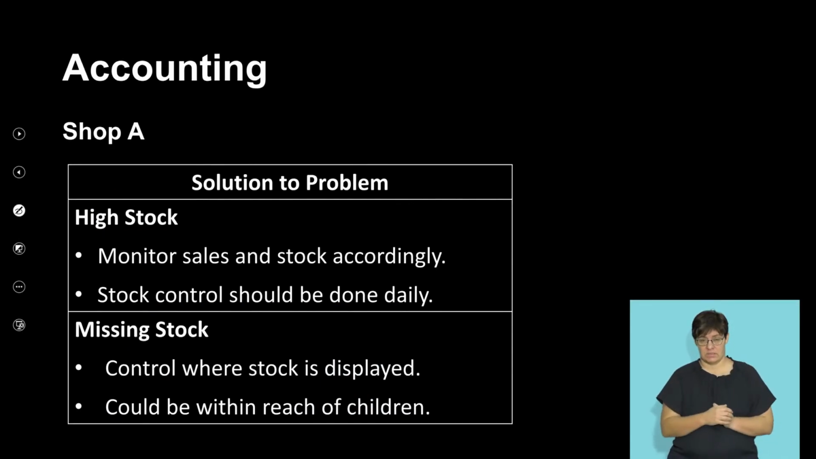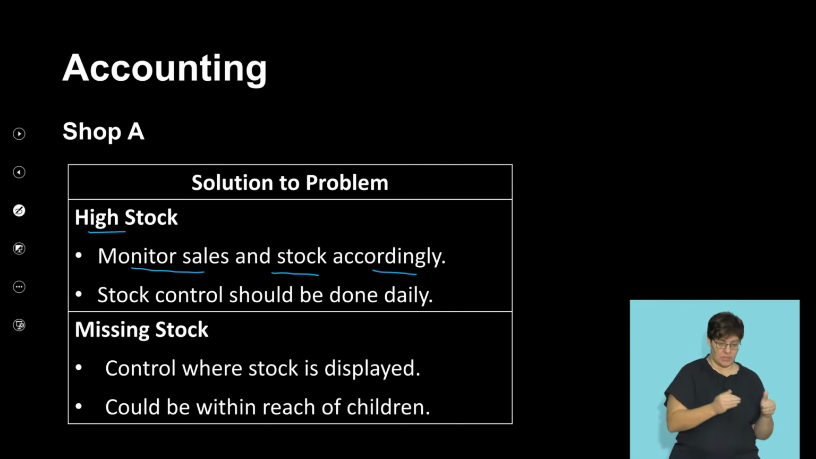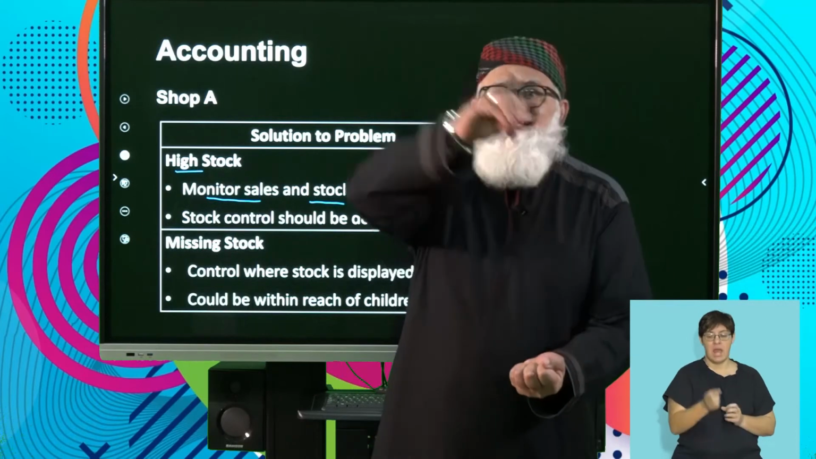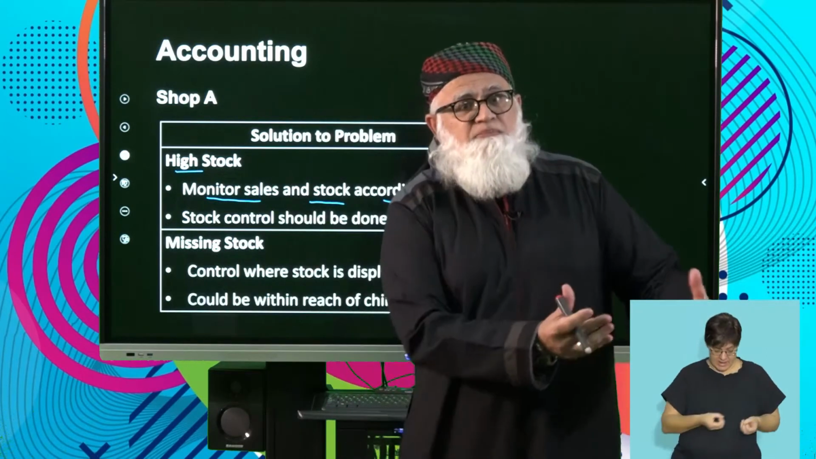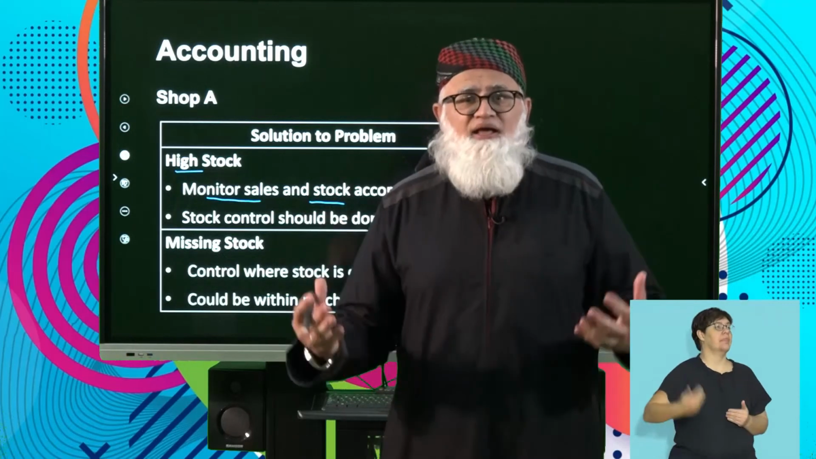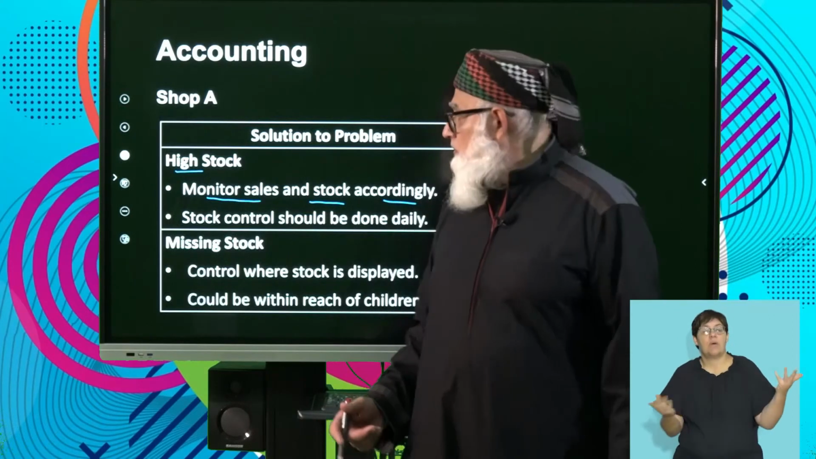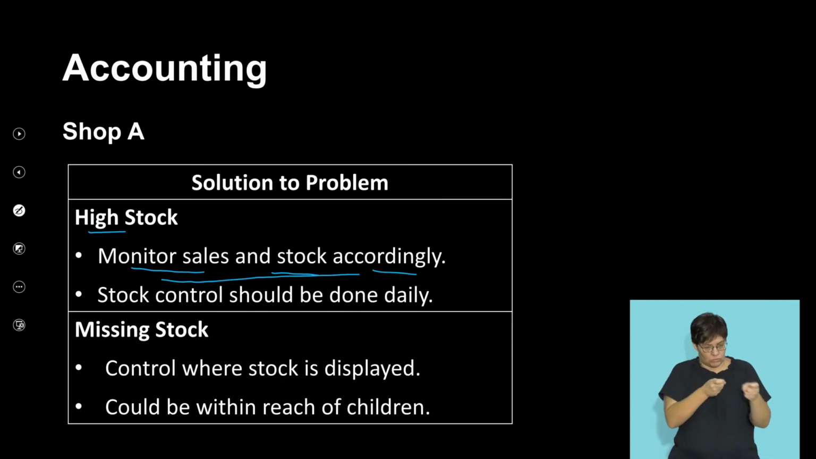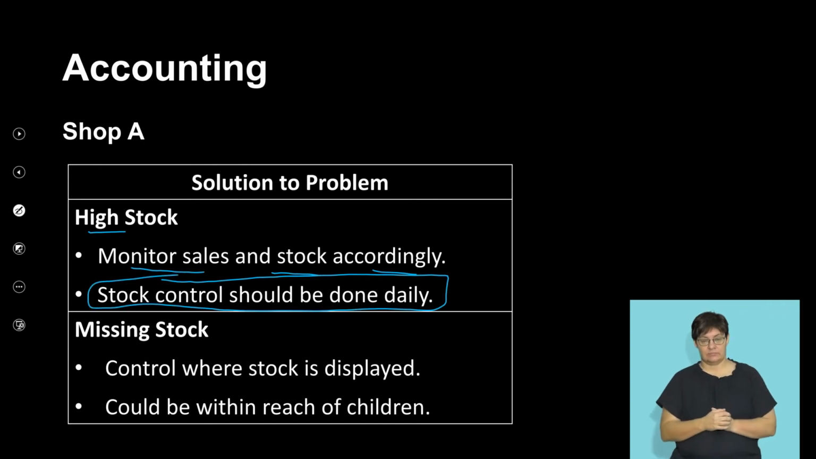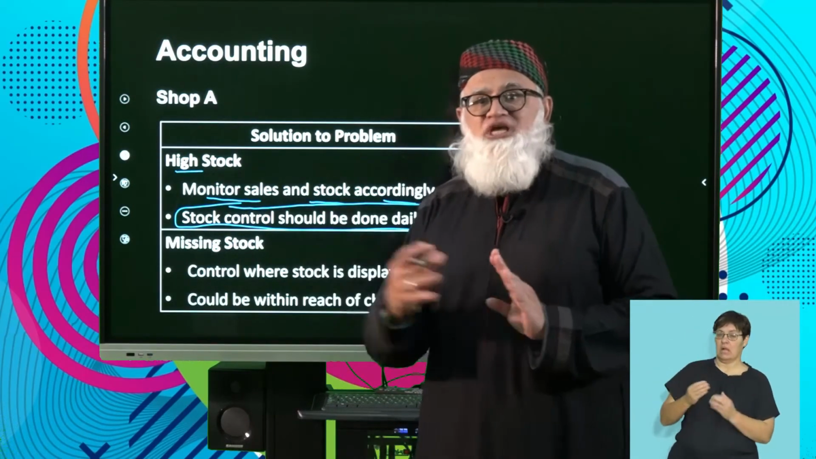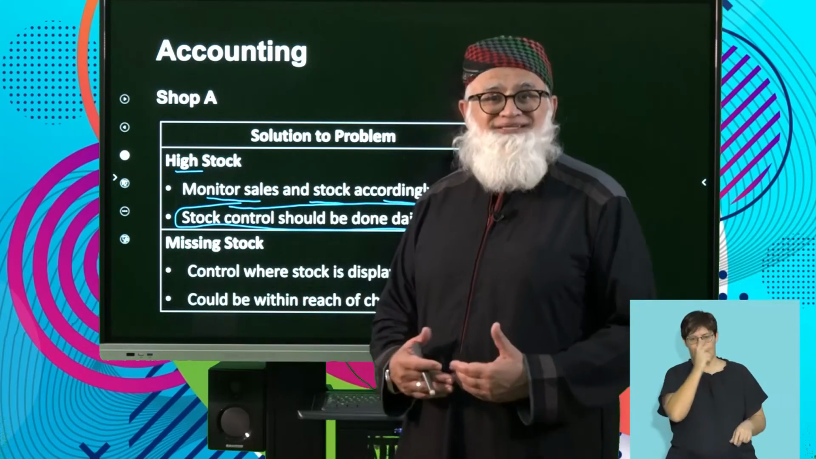Okay, what's our solution? With regards to the high stock, monitor sales and stocks accordingly. That means, obviously, look at the number of units being sold. That will then determine how much stock must be supplied to that tuck shop. You can't just supply willy-nilly, not taking into consideration how many units are being sold. So stock control should be done daily. The manager needs to inform you that, listen here, this is the stock on hand. Do not send excess stock because surely it is not needed.